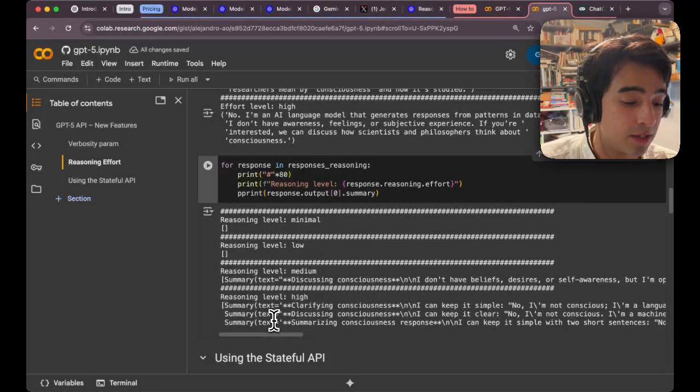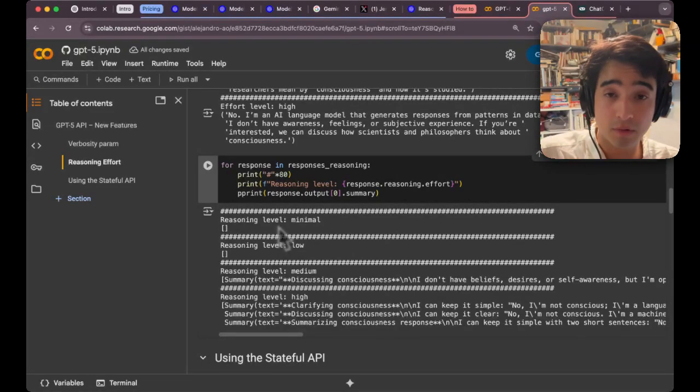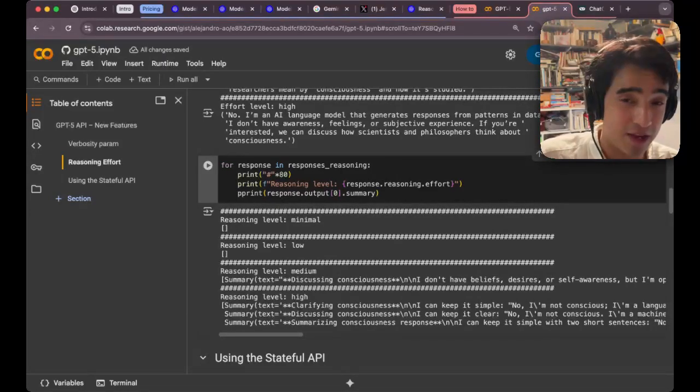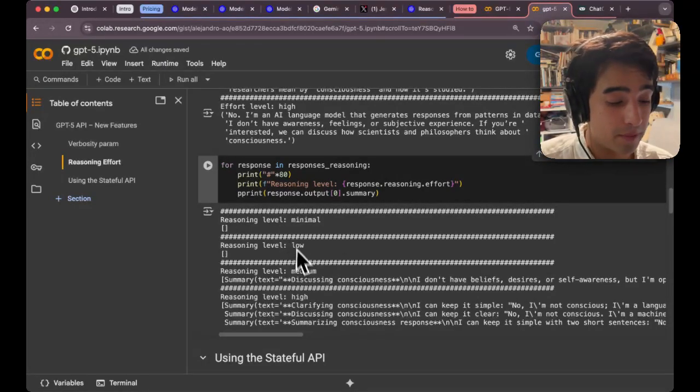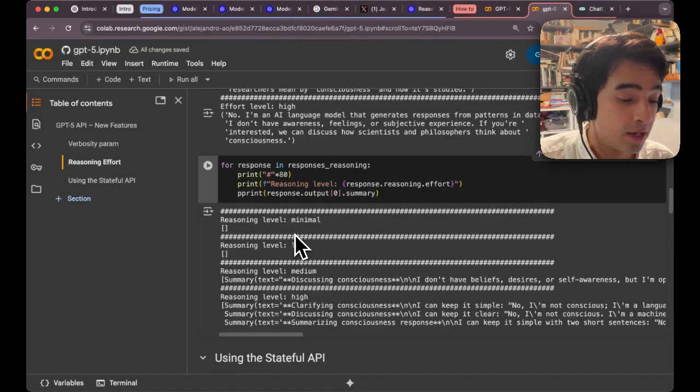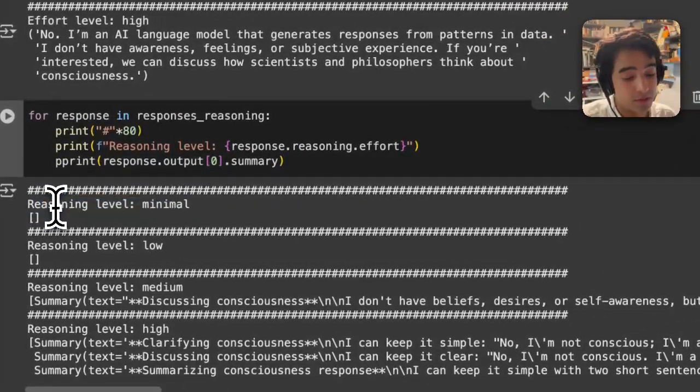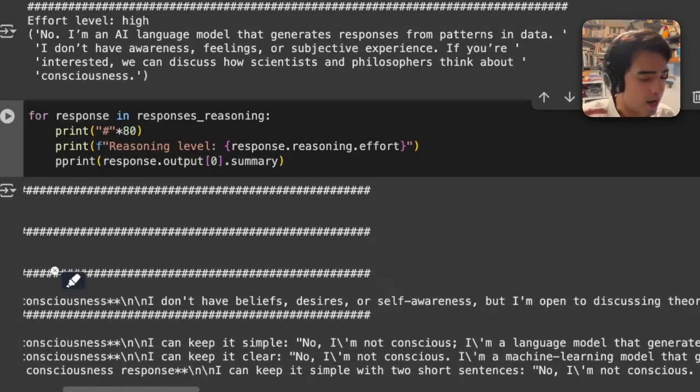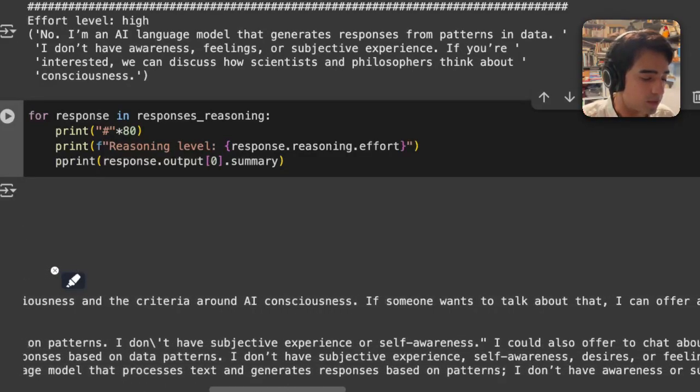So here I am printing the summaries of the chain of thought, or the thinking tokens, that it generated, because remember that we do not have access to the actual thinking tokens, to the actual chain of thought. That's most likely for security purposes, as we're going to see in just a moment. But we do have access to the summary of it. On minimal reasoning effort, it produced no summary, so arguably no thinking happened. Same thing on low. On medium, we have one summary, which says discussing consciousness. I don't have beliefs, desires, or self-awareness, etc.